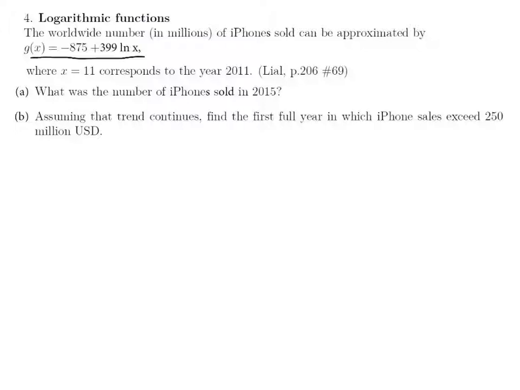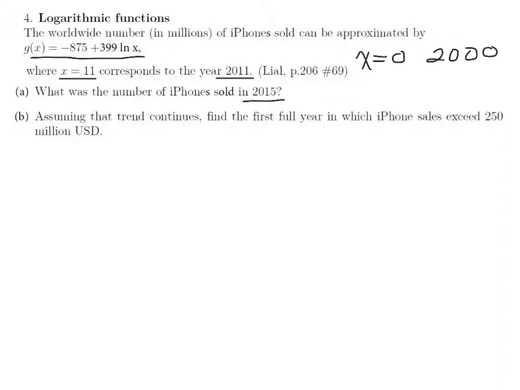It says x is 11 for 2011, so we can then know that our base year, or our year when x is 0, is 2000. So that's going to help us going forward. Part A says, what was the number of iPhones sold in 2015?